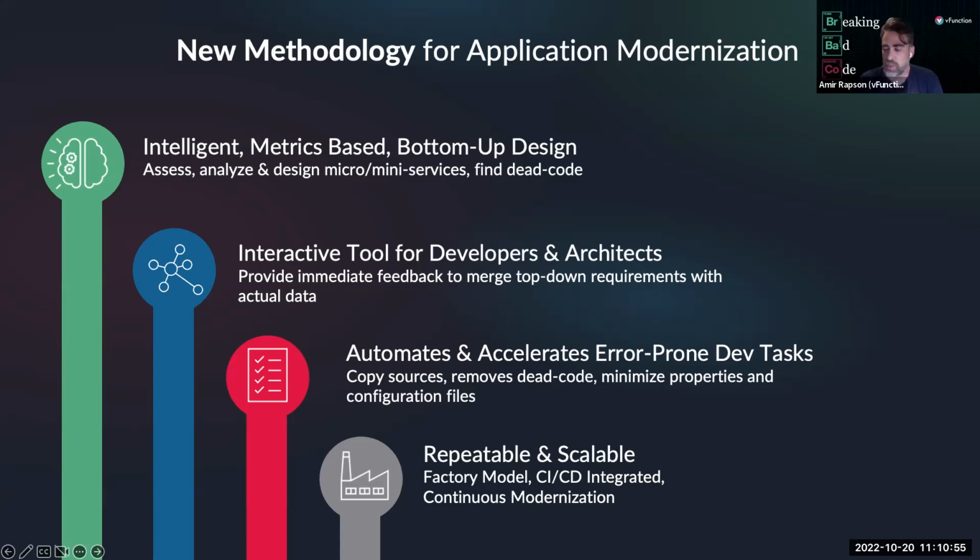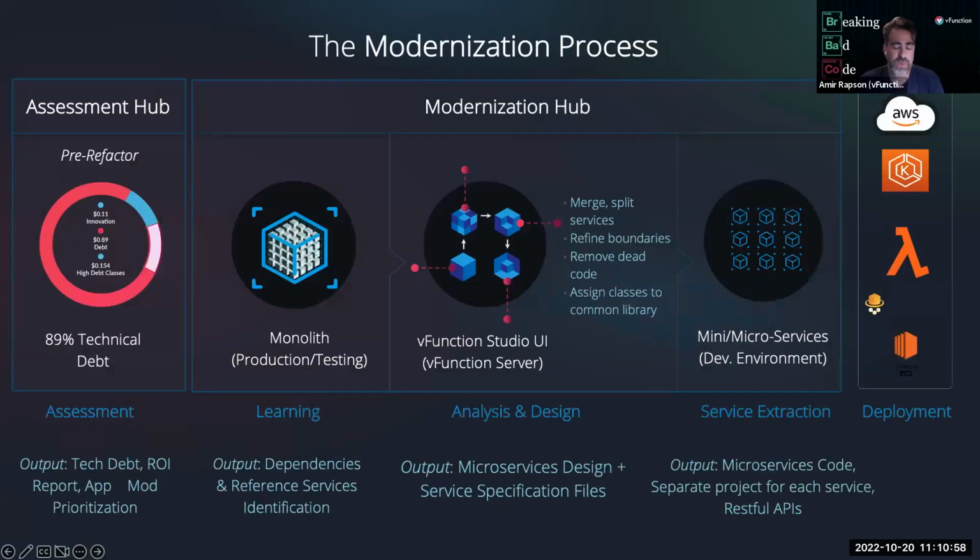The way it works is this. vFunction is a platform that uses both dynamic and static analysis. The static analysis we use initially for assessment, and then we use it further on in the modernization too. The assessment is a tool that calculates the level of technical debt within the application to allow you to build the right business case to modernize the application. And if you decide to modernize the application, then you engage with the dynamic analysis.